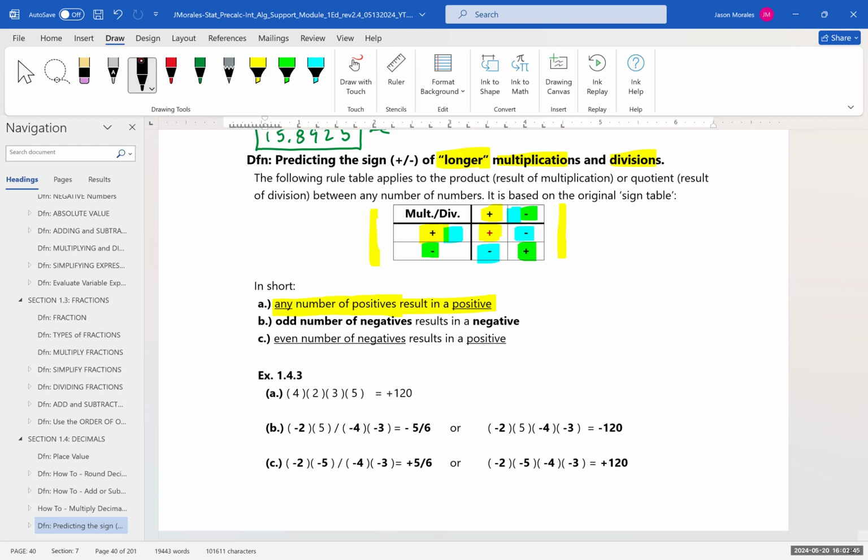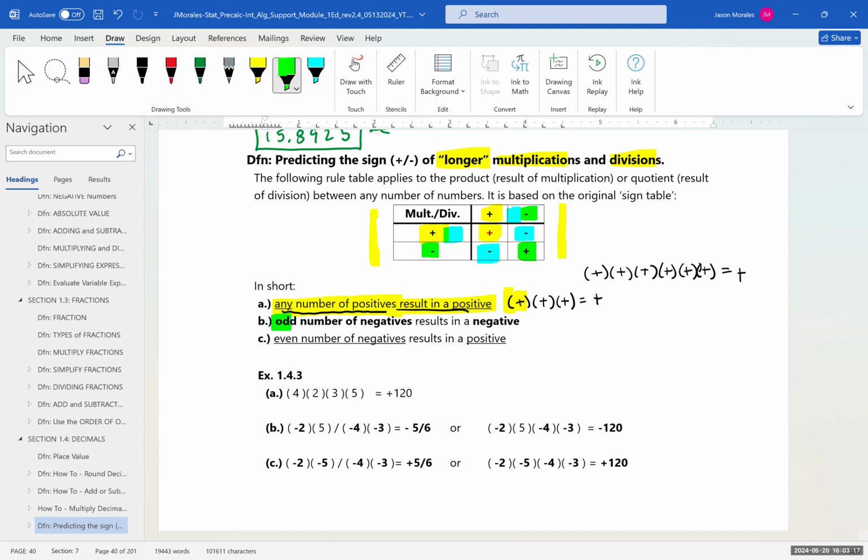So it doesn't matter if you've got three positives being multiplied together, that'll give you a positive product. It doesn't matter if you've got a lot more than that, it's still going to give you a positive product. So any number of positives will result in a positive result.